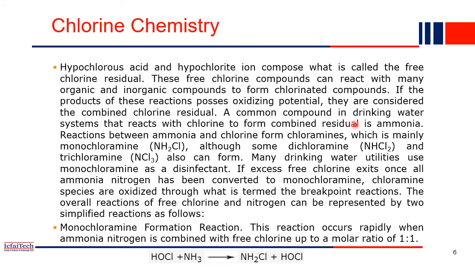A common compound present in water is ammonium, and chlorine will react with it and form monochloramine. Monochloramine is NH2Cl. This is the compound it will form, and some dichloramine also. So the chlorine will react with the ammonia and form NH2Cl, NHCl2, and trichloramine, that is NCl3. So these three compounds basically will form. Now you understand the chlorine present in the water will form these three components.